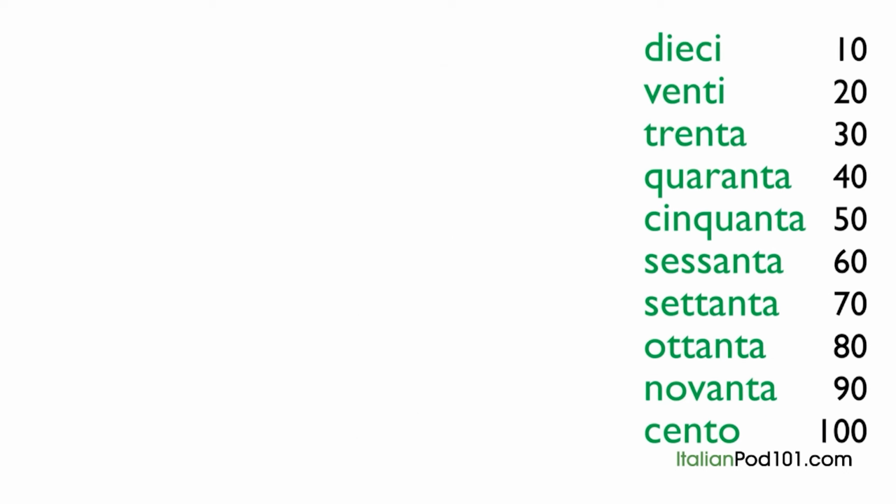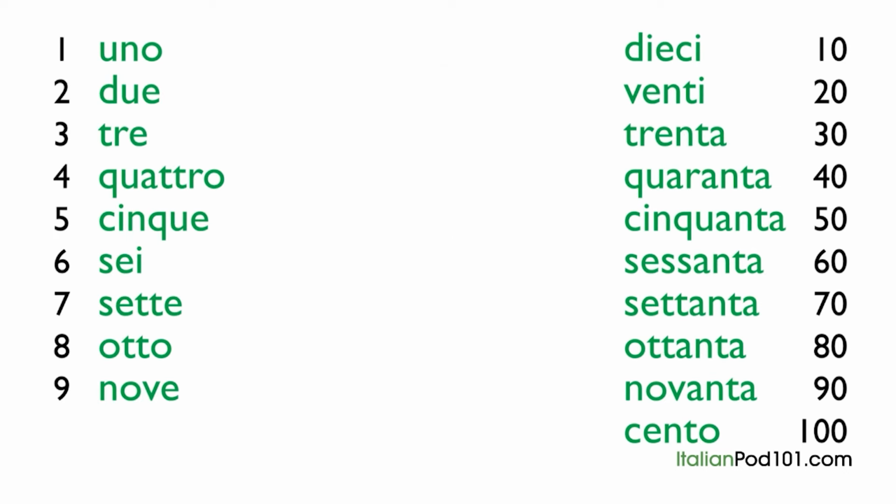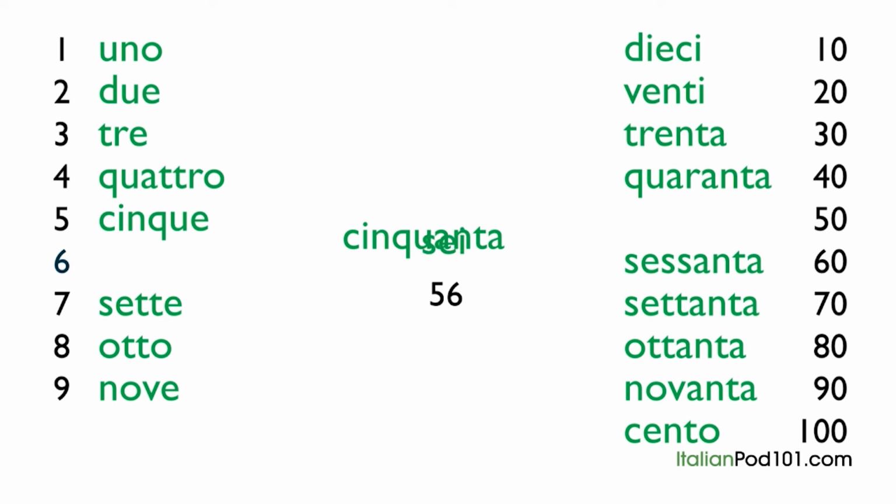We form Italian compound numbers above 20 by simply adding each element in successive order. So, take the tens and simply add the numbers you learned in the previous lesson. Let's try it out by forming some of these numbers. Take the number 56. Cinquanta is 50, and then add sei, 6. Say cinquantasei, 56. It's done! Isn't that easy?